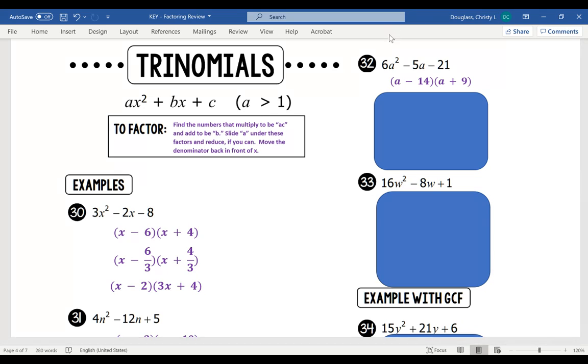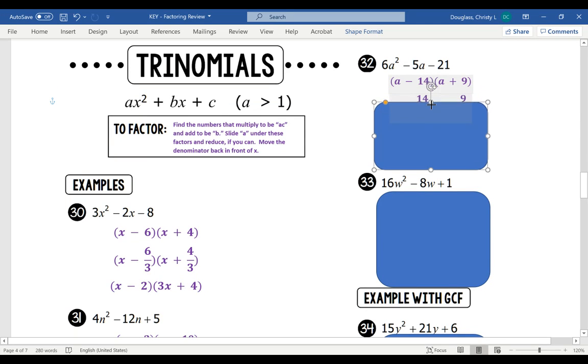I found the two numbers that multiply to be 6 times negative 121, which is negative 126, and add to be negative 5. Now I take the leading coefficient of 6, I slide it under the 14 and the 9 so that I can reduce these fractions if possible. I notice that 14 and 6 can both be divided by 2, and I notice that 9 and 6 can both be divided by 3.